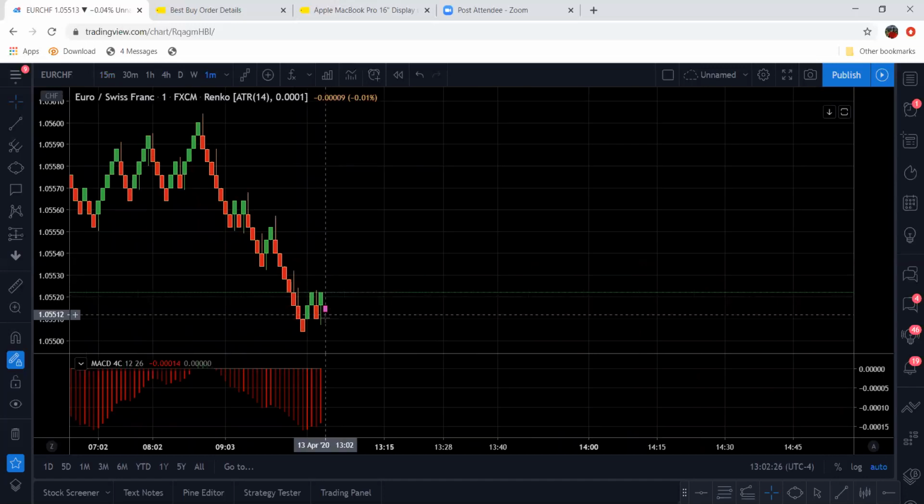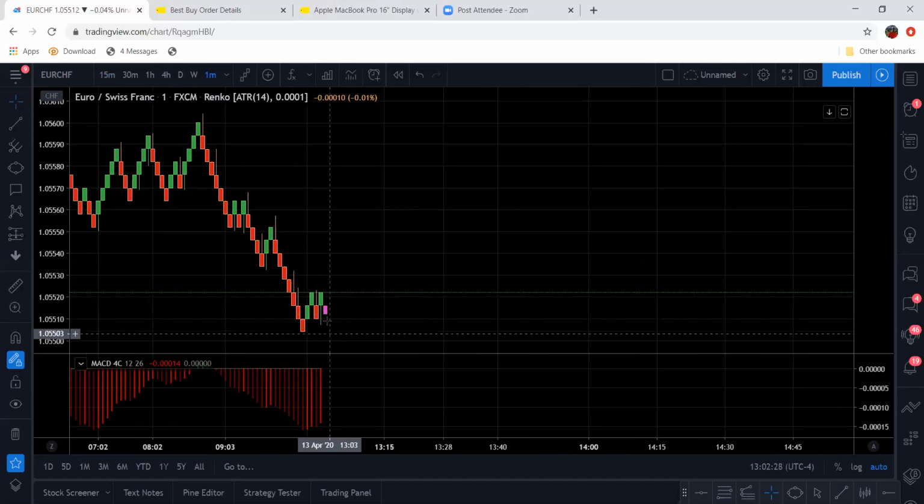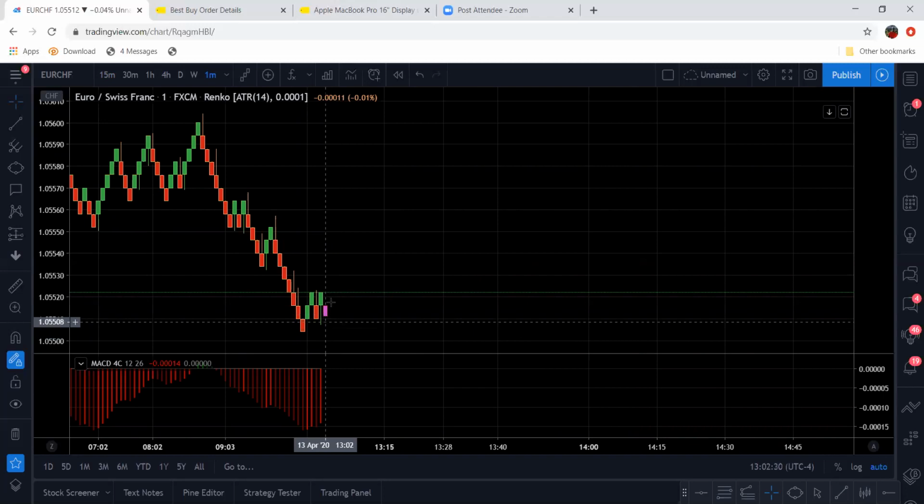So a lot of times traders will see that and think, oh, price is coming down. And then out of nowhere, it'll whipsaw and go the opposite way. That's why it's very important when you're trading on Renkos, you must use it in conjunction with something else. You must have some other form of technical analysis to play with it, just for that simple fact.